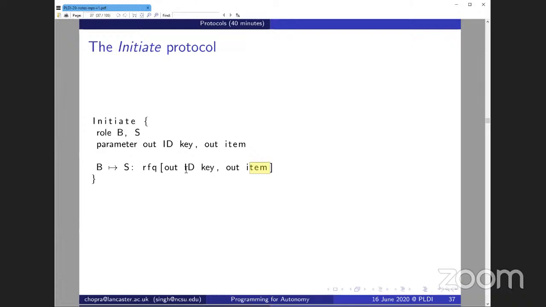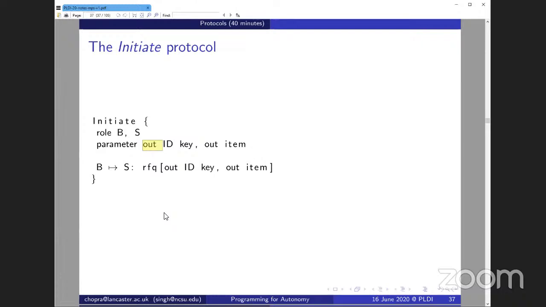Okay, the next point here is in fact one of the subtle points of the language. We call it an adornment. The adornment here, in all of these things, is out. We'll talk about other examples later. What the out means is that the binding for this parameter is computed by the sender at the time that the parameter binding is used.